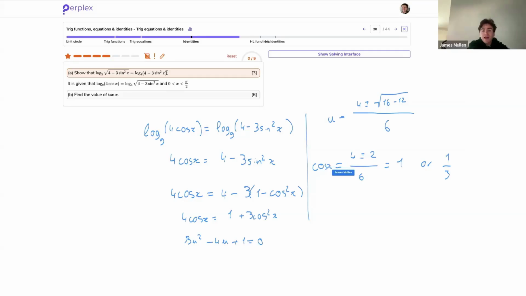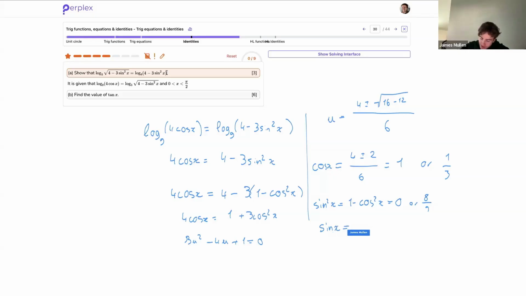And those are the values of cos of x. And I'm looking for the values of tan of x. I can find tan by doing sine divided by cosine, but first I need to find sine. So I do that by saying sine squared of x is 1 minus cos squared of x. So if I do 1 minus 1 squared, it's going to be 0, or it's going to be equal to 1 minus 1 over 3 squared, which is 8 over 9. And the question is, which is it?